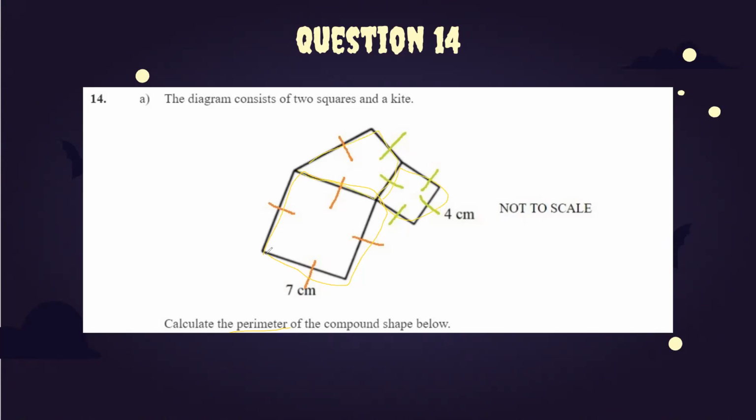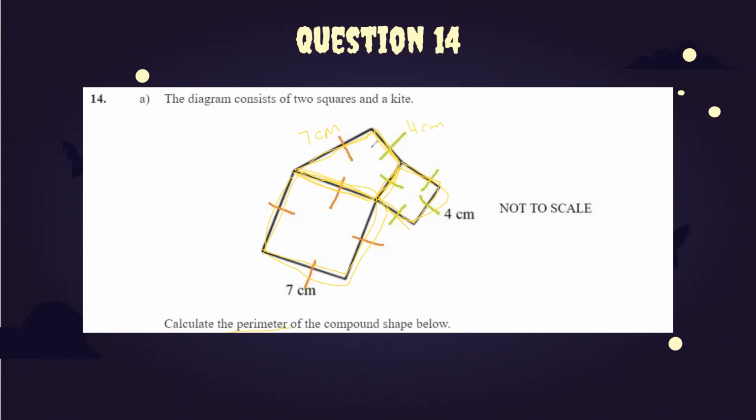The length of each of these squares is equal to 7 cm. And this length is connected to the kite. That means the other side of the kite equals 7 cm also. For this smaller part, each of these lengths is 4 cm. And because it is connected to the kite, the kite at the other side is also 4 cm.